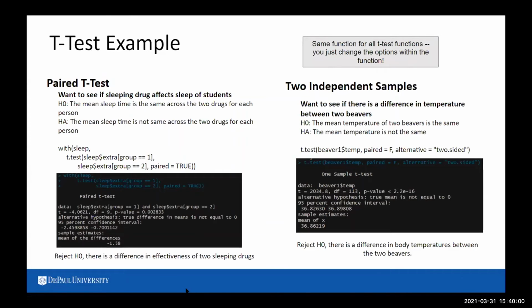All right, so let's get into an example. We have two examples here. The first being we want to see if a sleeping drug affects the sleep of two students. This would be an example of a paired t-test because we're doing a pre and post of the same people. So our null hypothesis is that the mean sleep time is the same across the drugs for the two people. And our alternative hypothesis is that the mean sleep time is not the same across the drugs for the two people.